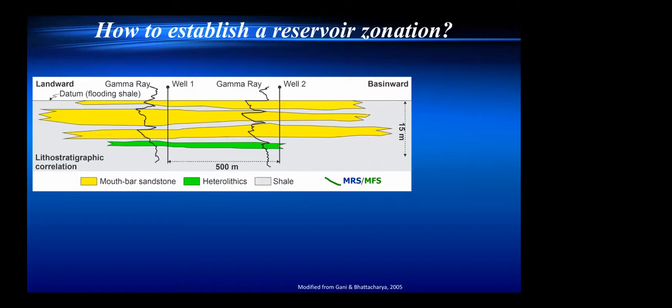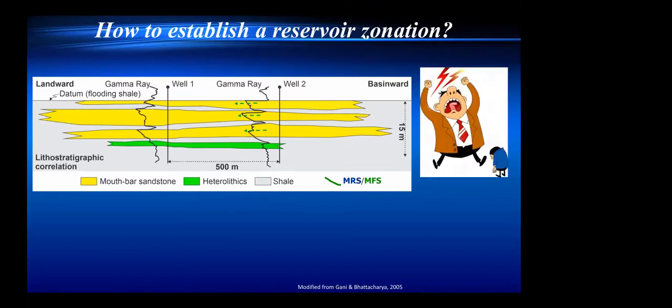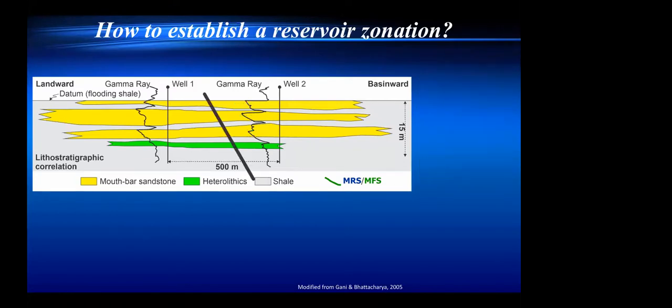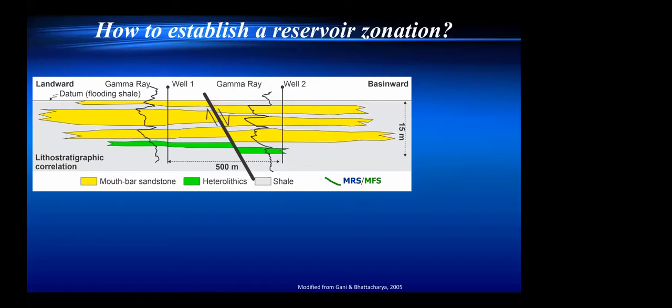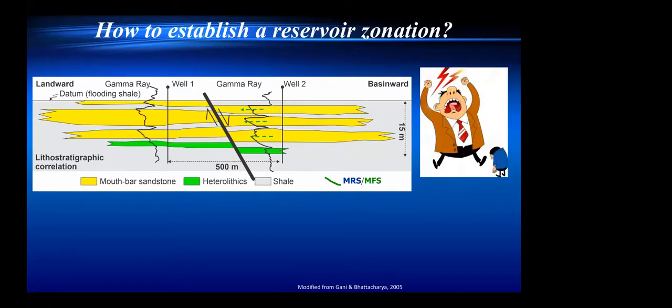Let's suppose a project based on this zonation to inject water in well two and produce oil from well one. The project is approved. Injection starts, but water injection in well two does not enhance the production of well one. What happens? We make the big boss angry. The poor team struggles to find a solution, and then they interpret a fault. Oh, a subseismic fault. Despite the attempt, the project failed, money was lost, poor guys.